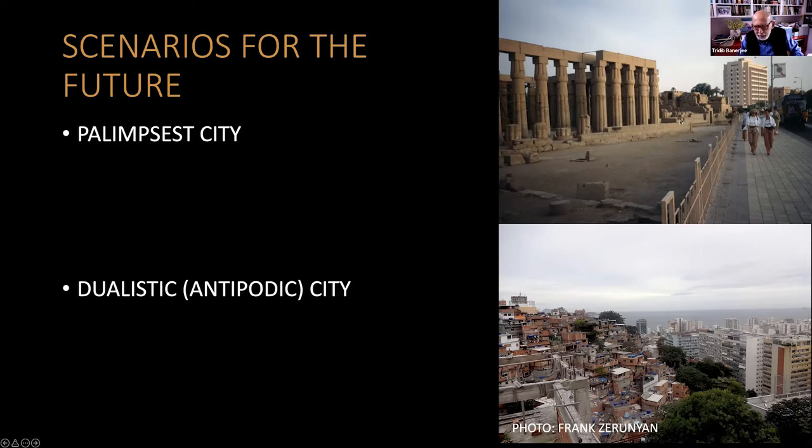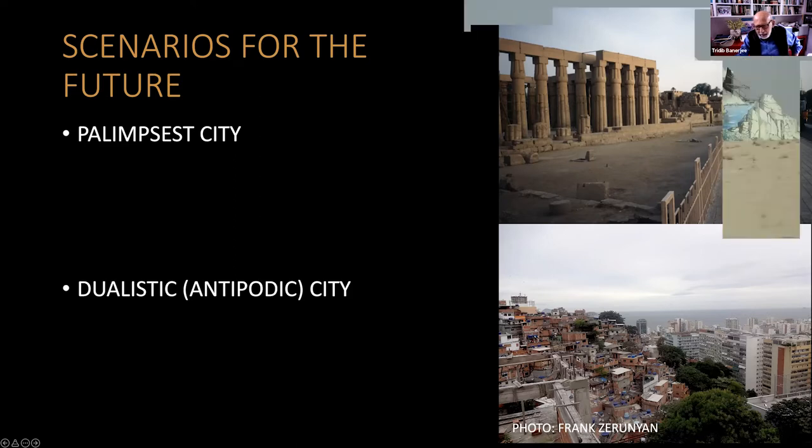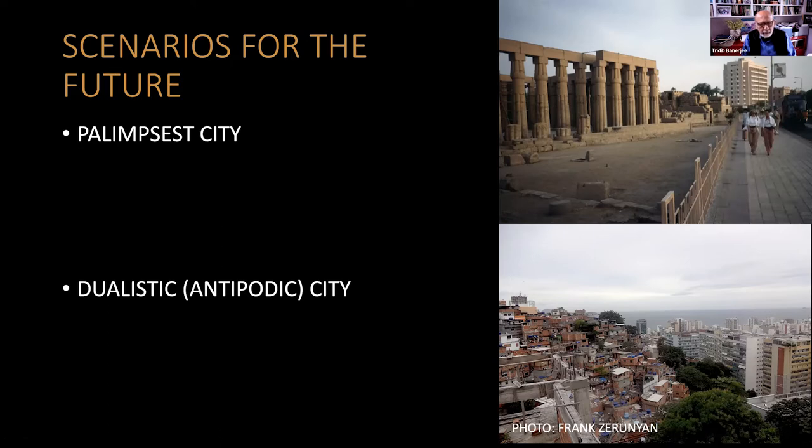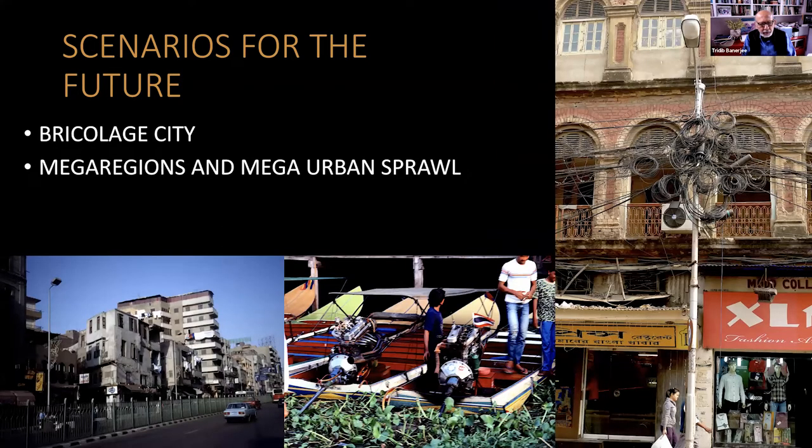type modern hotel structure. Then there is a dualistic antipodic city, which consists of Ipanema and Cartagena, I think, neighborhoods in Brazil or in Rio, sort of the contrasting, the polar opposites of two types of forms of development. And then, finally, let's talk about the bricolage city and the mega regions and mega urban sprawls.